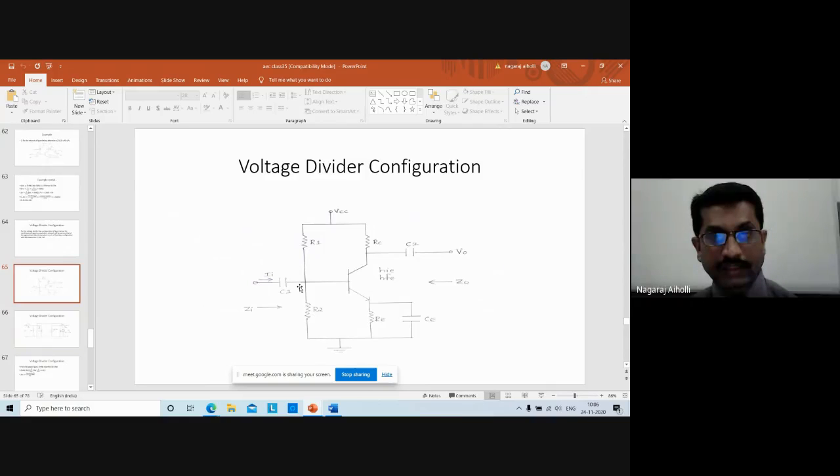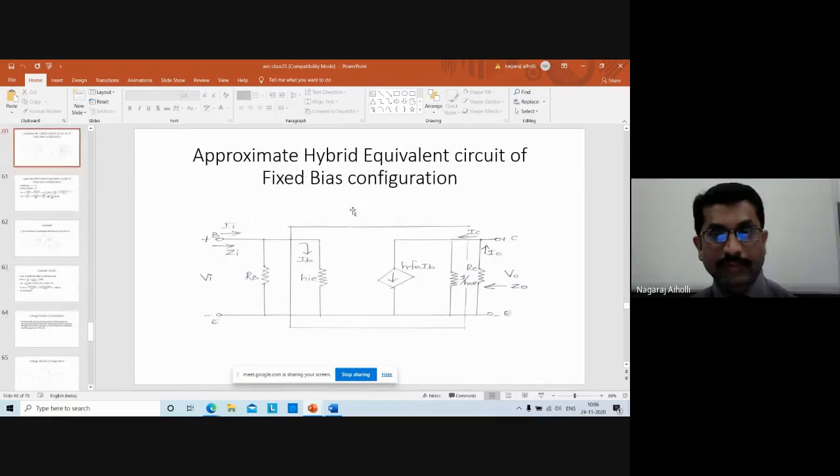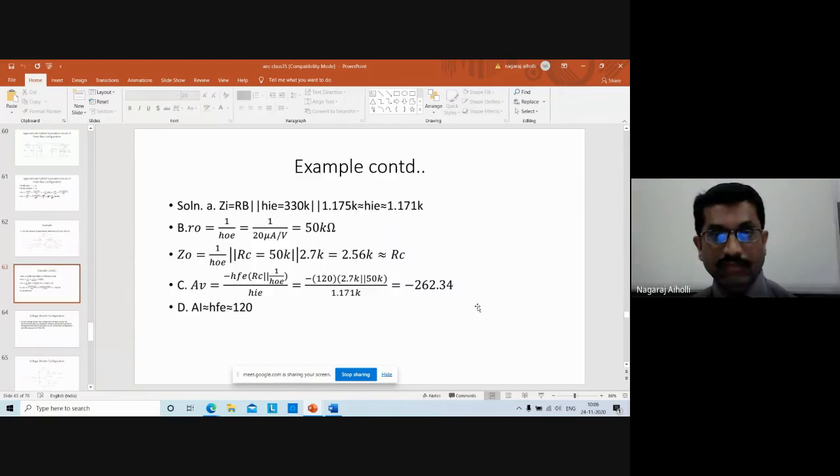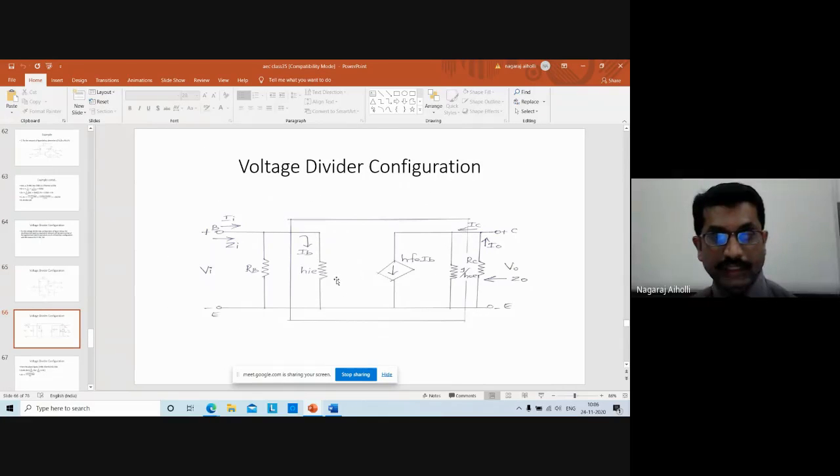If we go back and see the fixed bias configuration, this is the approximate hybrid equivalent circuit of the fixed bias configuration. We have RB, HIE, the input resistance, HFE IB, the output resistance 1 upon HOE, R0, then RC. Then the approximate hybrid equivalent circuit of the voltage divider bias configuration is also the same: RB, HIE, input resistance, HFE IB, then output resistance 1 upon HOE parallel with RC.